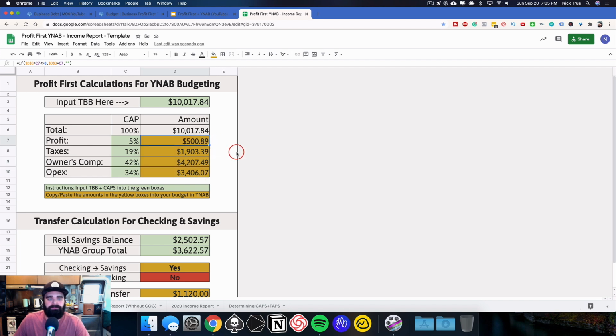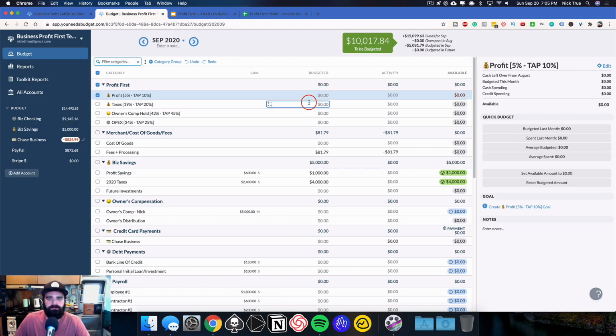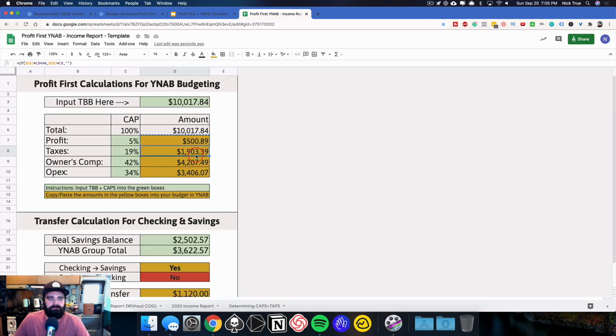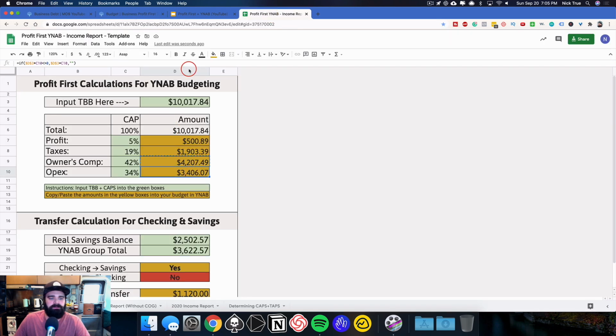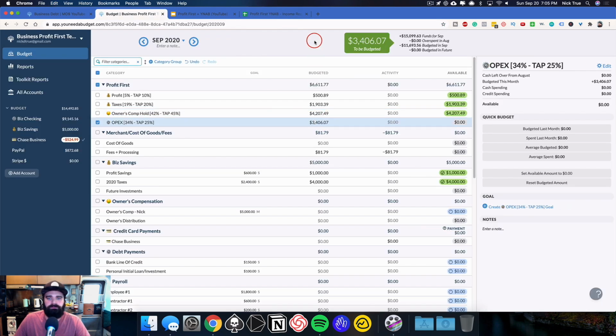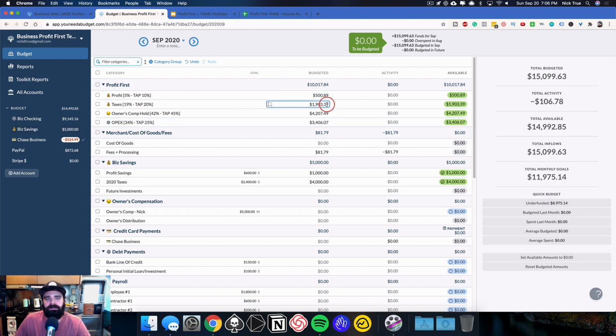So now I can just copy paste these over. So I'm going to copy that number, paste, copy that number, paste, copy that number, paste, and copy that number, paste. And now I'm done. Okay, this to be budgeted has been broken up based on our percentages. So we've set aside our money into our different buckets for Profit First based on our percentages. This is how we don't have to use all those physical accounts. We can use these categories to hold these dollars for us.